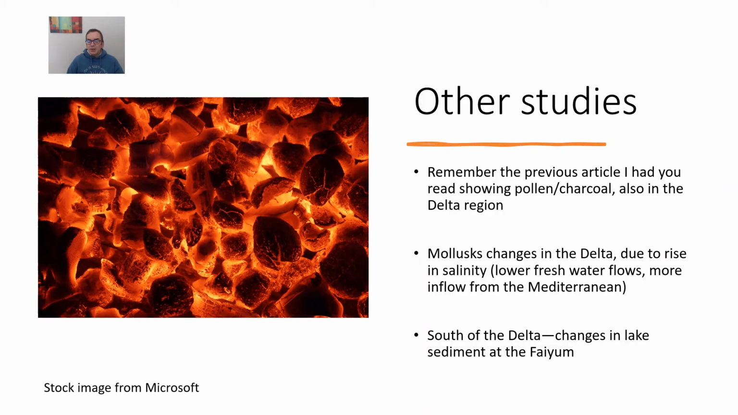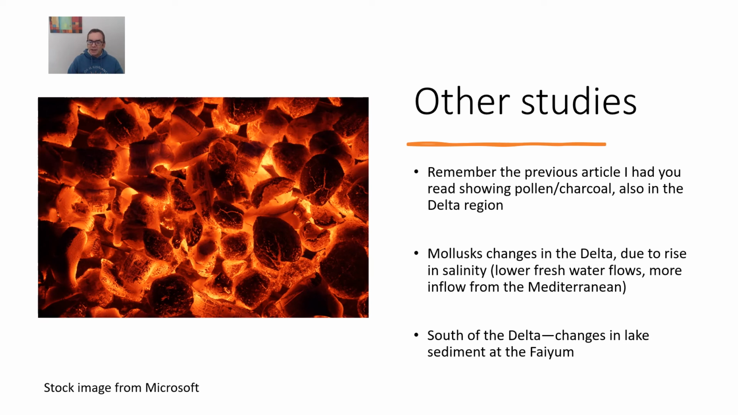Okay, and I mentioned other studies. If you remember, a few weeks ago I had you read a few other articles that talked about pollen counts and charcoal counts, especially in the Delta. A lot of this is being brought together in a few articles where they've taken the research from one and they're talking about it in another. Other research also shows differences in plant life or animal life in the Delta, especially with mollusks.